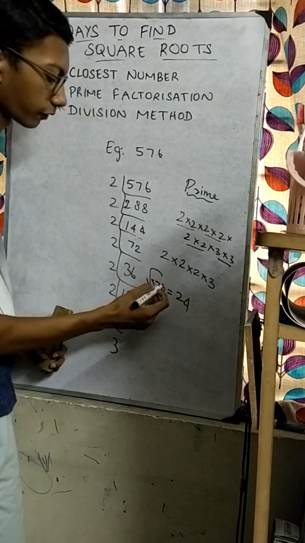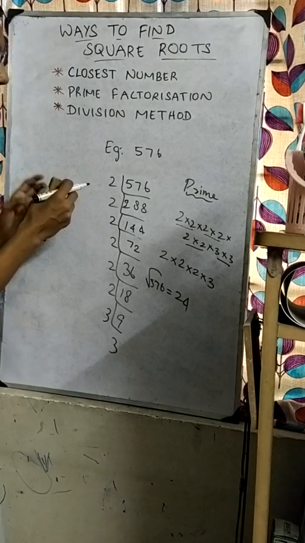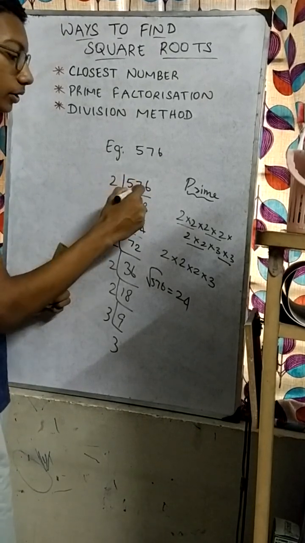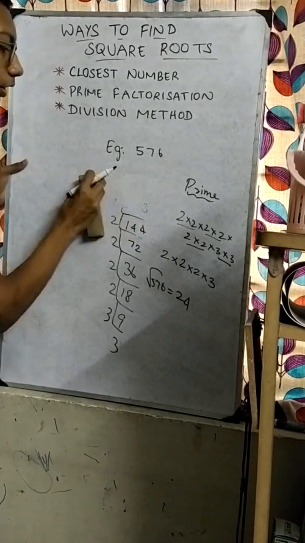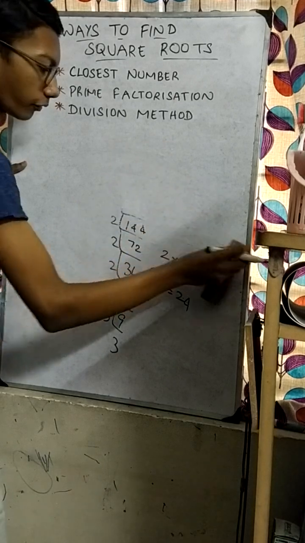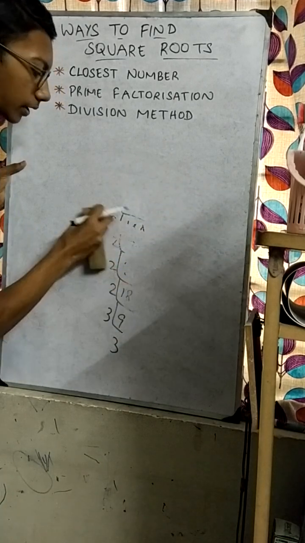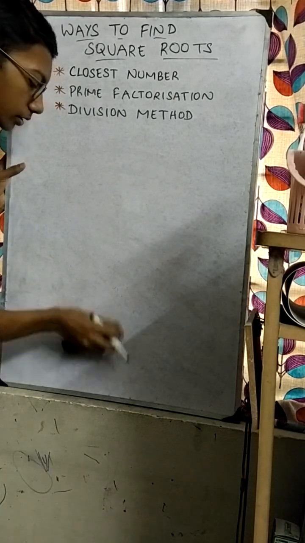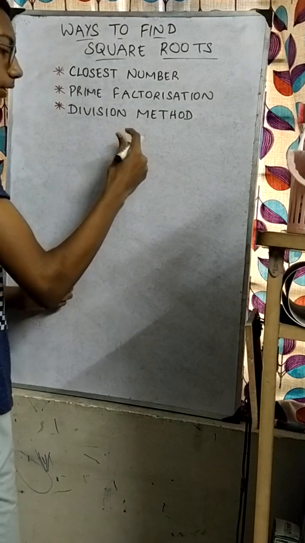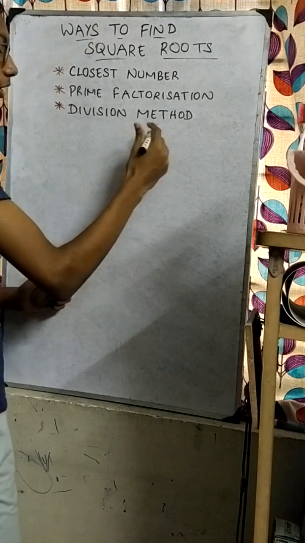So this is another method of finding the square root of a number. This method is useful when the number is smaller. So this is about finding a square root by prime factorization. The next thing is the most important, but the biggest process: the division method.